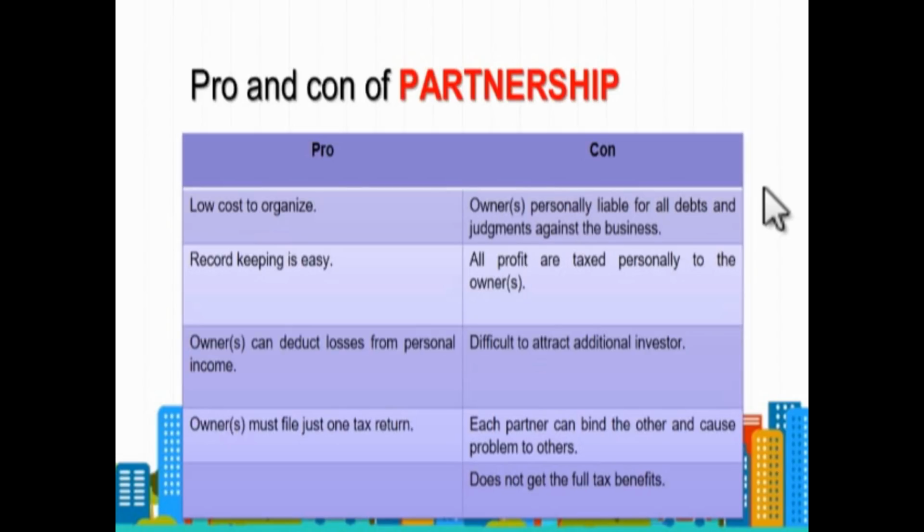Each partner can bind the other and cause problems to others. Yes, maksudnya partnership ni dia binding between one partner to second partner. So kenapa kita cakap macam tu? If anything happens, contohlah, it's a real story. Previously my uncle, dia ada company. So dia punya partner guna nama dia untuk beli kereta. So anything happen, maksudnya kereta tu tak dibayar tapi atas nama company. So yang kena bayar tu is my uncle lah. And then partnership is different because they don't get a full tax benefit.